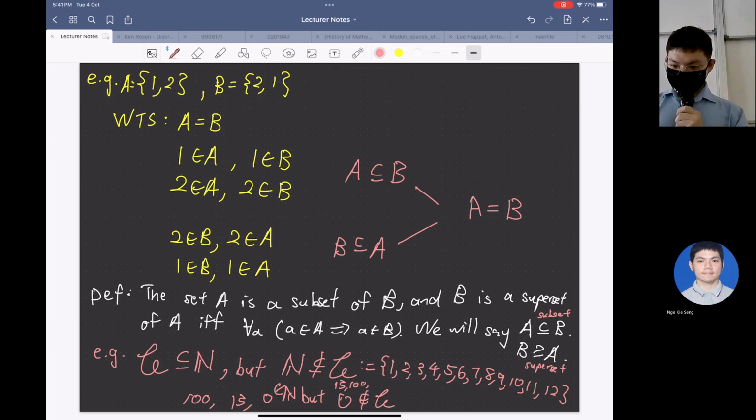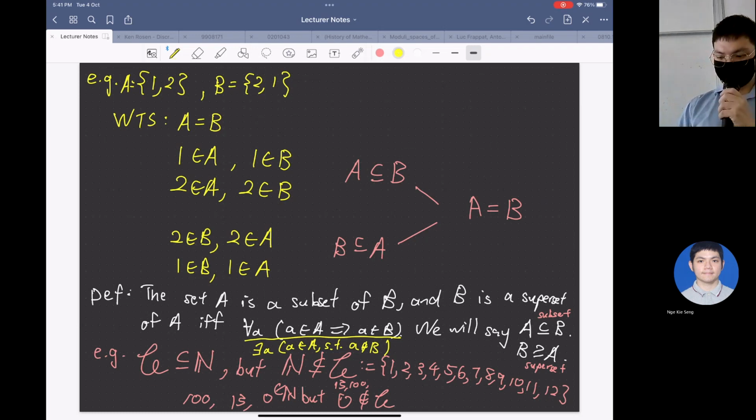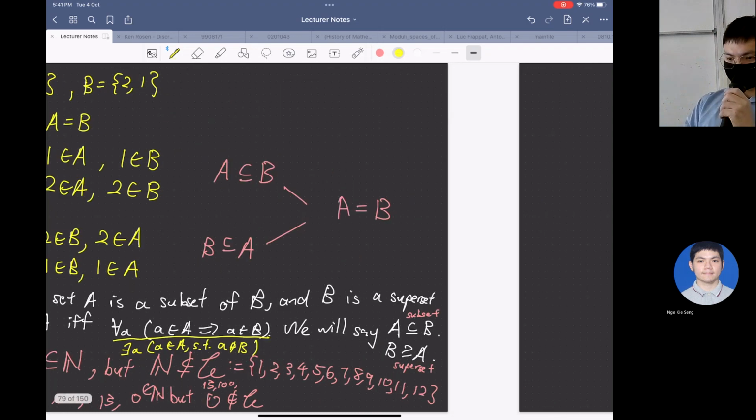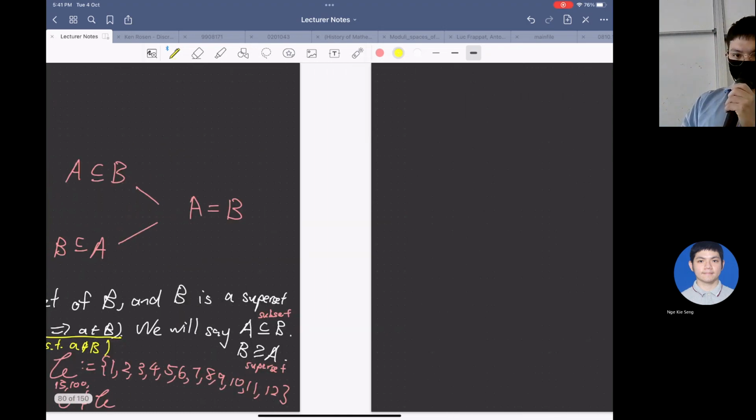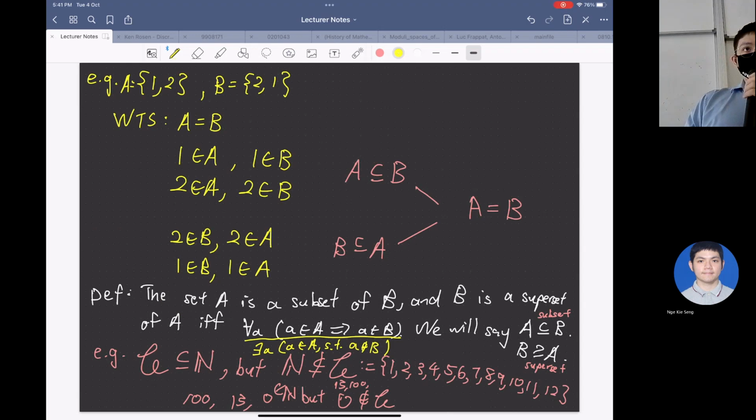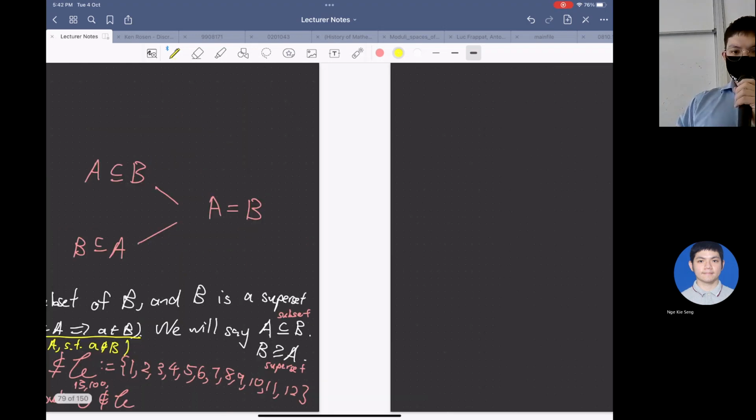So remember to revise the predicate logic. If you want to show that this is false, that means there exists an a in A such that a is not in B. The predicate logic, the quantifier. That's why we take the logic first and then we break here. Any questions? No? Okay.